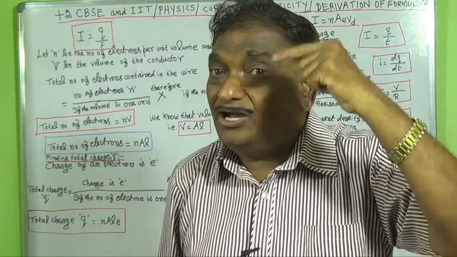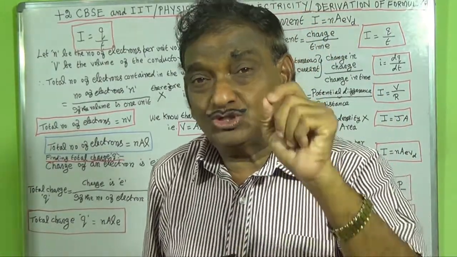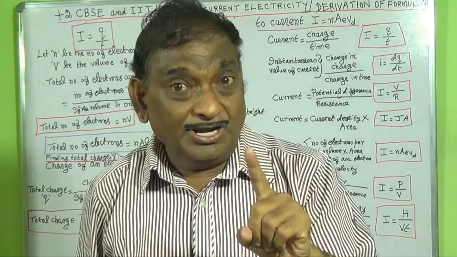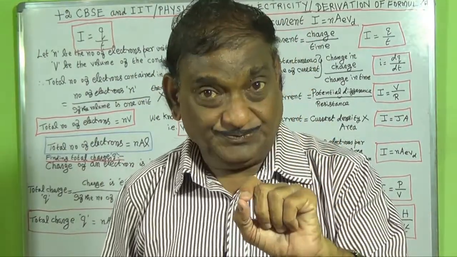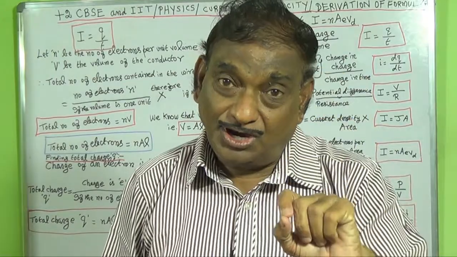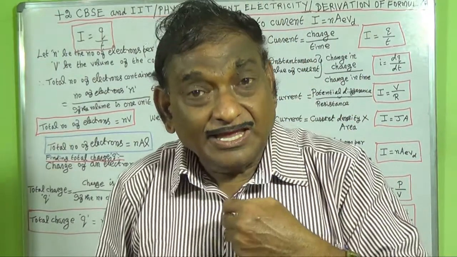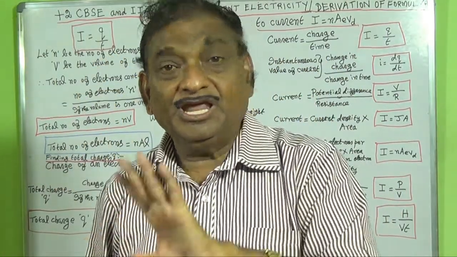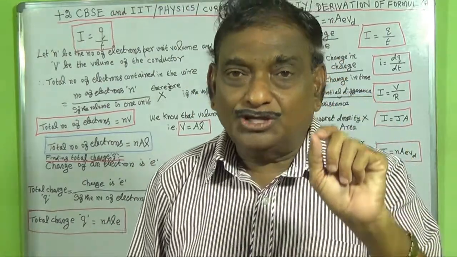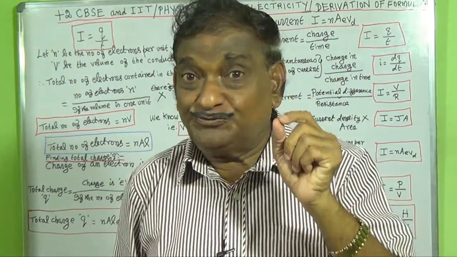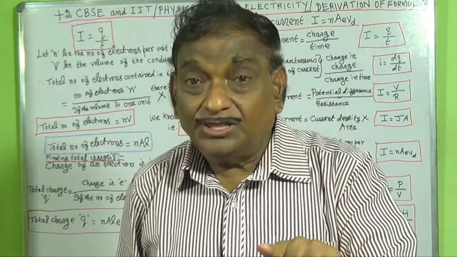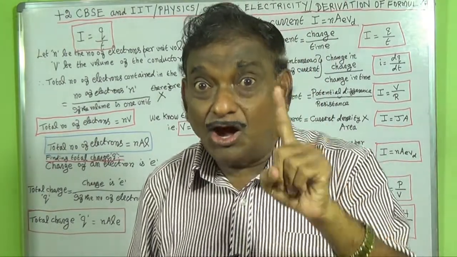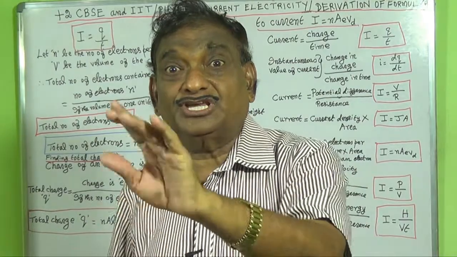How can we calculate the total charge Q? We know that the charge of an electron is denoted by the letter small e. The value of the charge of the electron is also known to us, that is 1.602 into 10 to the power of minus 19 coulomb. But here we are taking the charge of an electron as small e. If there is only one electron, the charge is small e. Here there is not one electron. There are nAL number of electrons in the conductor.